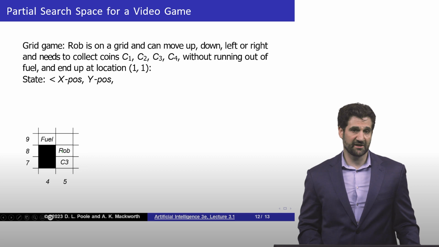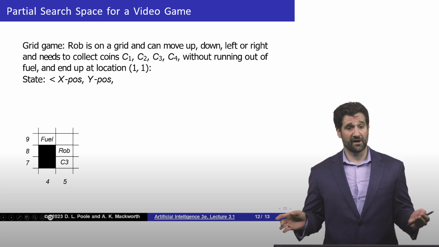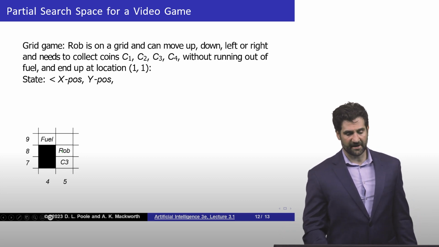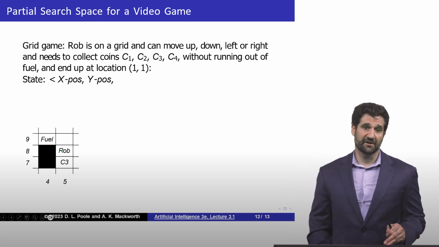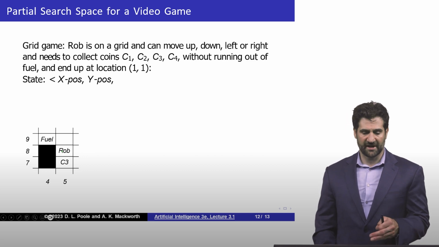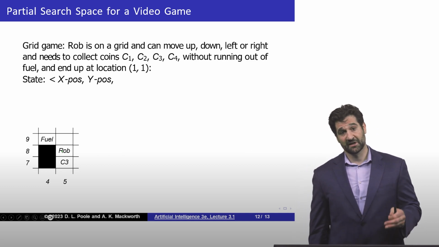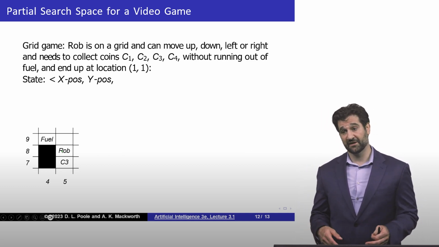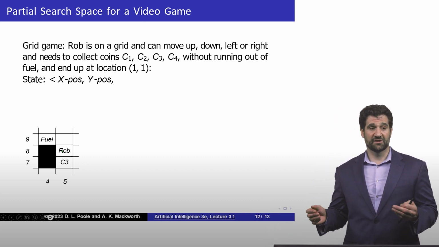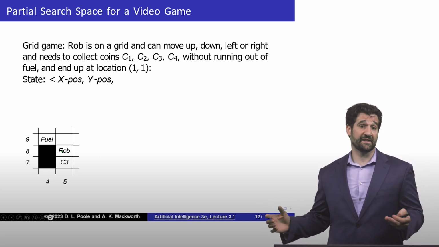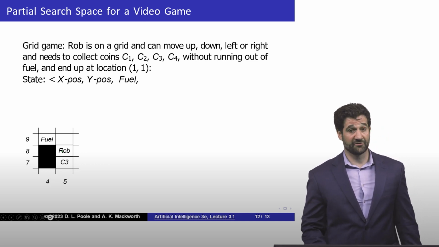So you have states. What do you want to put in your state? Well, you want to have the positions, the X and Y of where Rob is at. Now, that is not enough information to define a state because it's going to be very different if Rob is at a certain location with a lot of fuel or a little bit of fuel. Say Rob gets just a couple spaces away from the goal state, but he's out of fuel. Well, Rob can't move anymore, and so there is no transition out of that state, even though the agent is very close to the goal. So we have to account for the fuel.